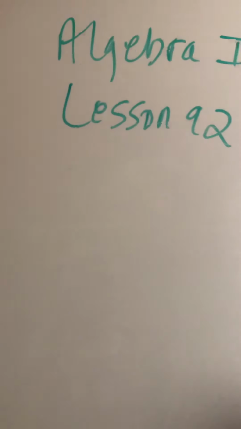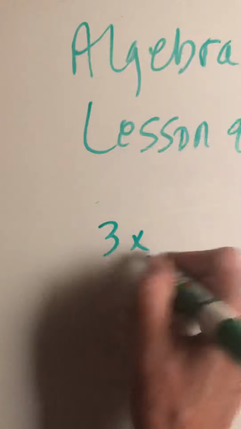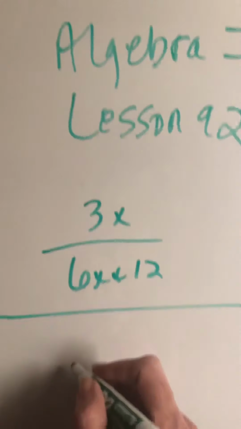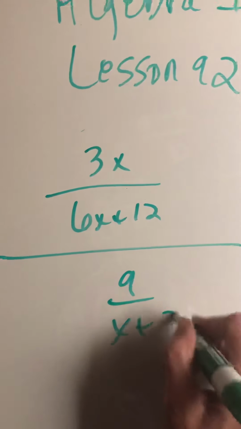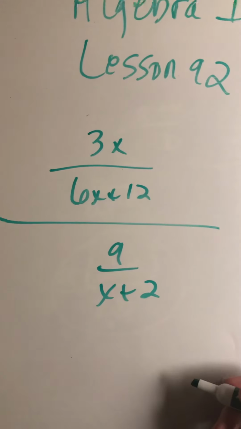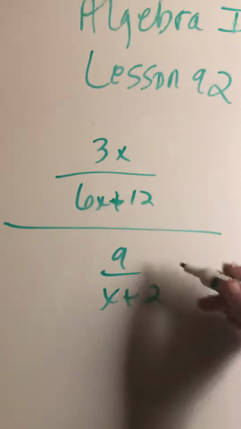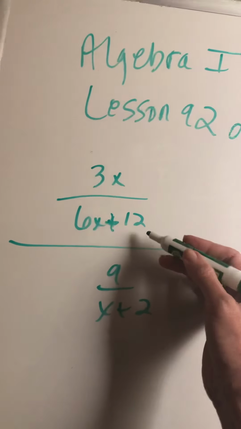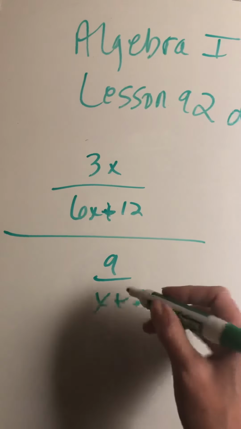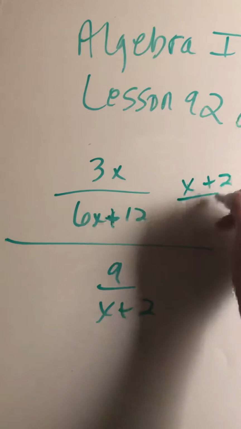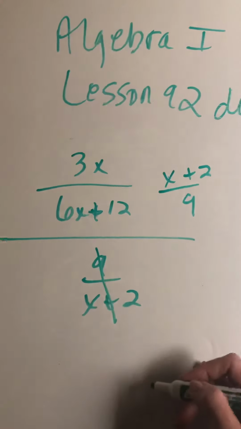Then we change a little bit, and we have to factor. So I've got 3x over 6x plus 12, all divided by 9 over x plus 2. So what I want to do here is I need to factor, because 6x plus 12 will factor. I'll leave the 3x alone. So I am going to flip the bottom one, and have x plus 2 over 9.